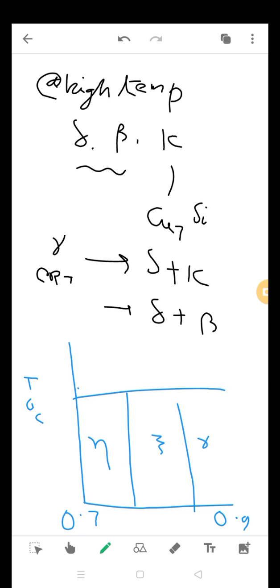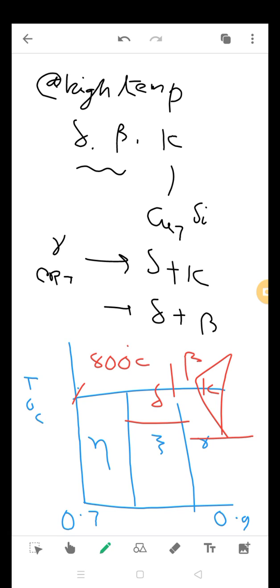At higher temperatures, we actually get delta phase here and beta phase here, and here you get the kappa phase. So this temperature is around 800 degrees C, this is around 600 degrees C, and this is around 400 degrees C. Composition of silicon 0.9. So this is how the copper and silicon phase diagram looks like.